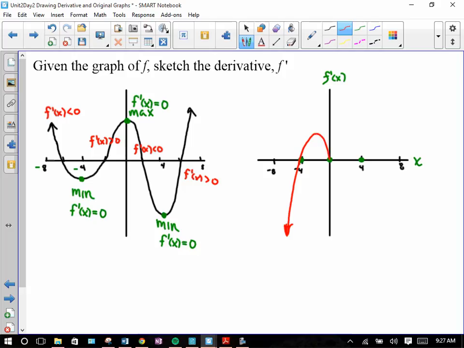Then we know from 0 to 4, this function is decreasing, so the first derivative is negative. So that tells us that we need to go down and then back up to 4. And then from 4 to infinity, this function is increasing, so the first derivative values are positive after that. Alright. So right there, we have now sketched a picture of the first derivative.